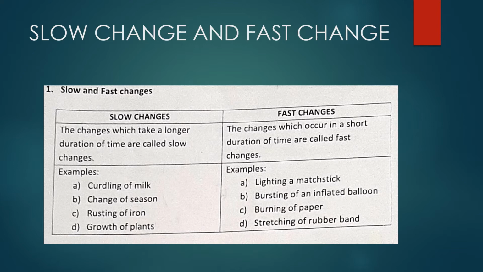Some examples of slow changes are curdling of milk, change of season, rusting of iron, and growth of plants. Fast changes are like lighting of a matchstick, bursting of an inflated balloon, burning of paper, stretching of a rubber band. These are some fast changes.